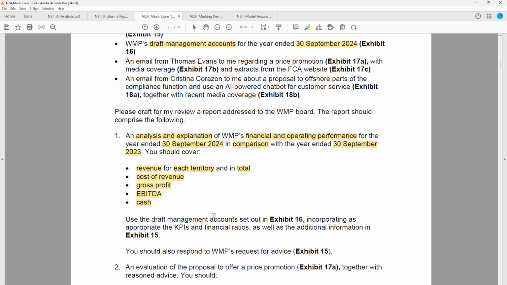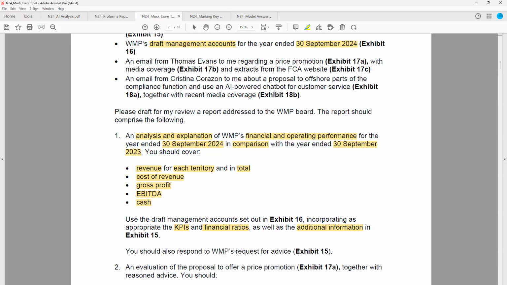And then we can see here, use the draft management accounts as set out in the exhibit, incorporating as appropriate the KPIs and financial ratios. We've already incorporated those into the pro forma report. You definitely want to be commenting on those, whether they're specifically asked for or not, as well as the additional information, which will explain what has happened during the year.